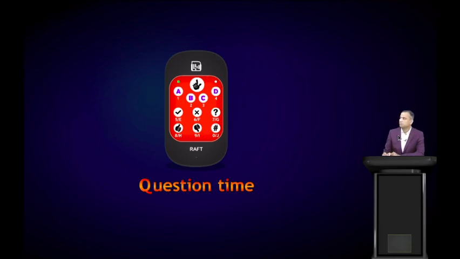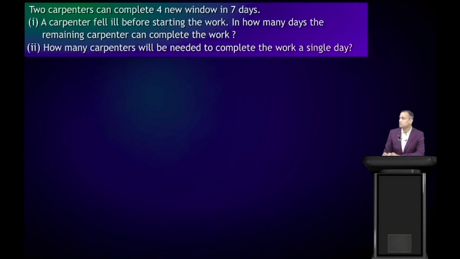Two carpenters can complete 4 new windows in 7 days. A carpenter fell ill before starting the work. In how many days can the remaining carpenter complete the work? And then next, how many carpenters will be needed to complete the work in a single day?